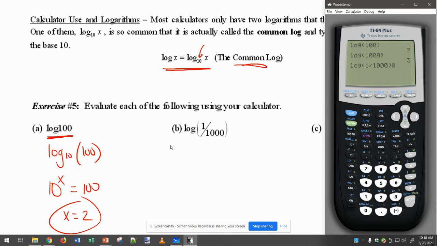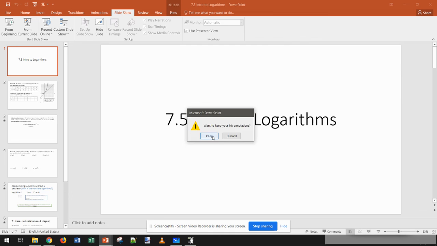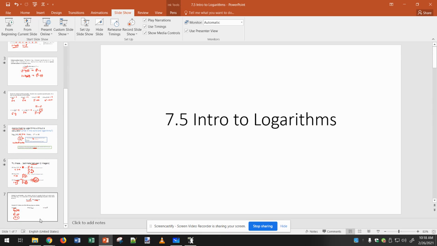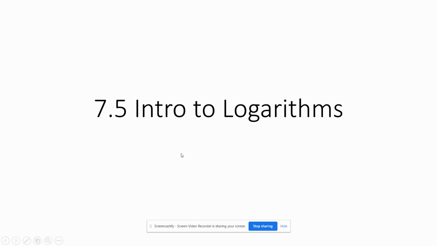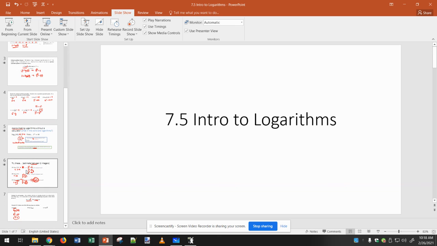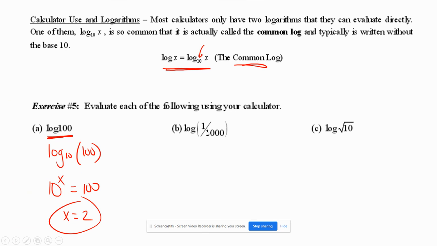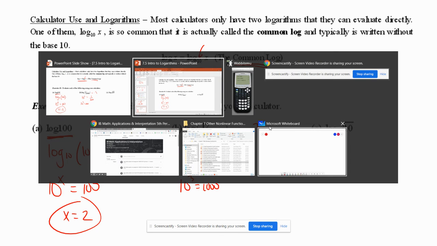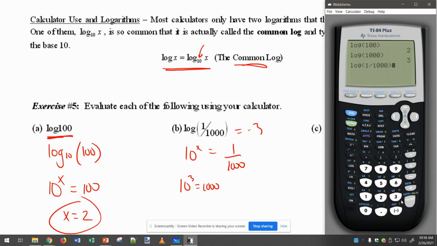Because 10 to the what power is 1 over 1,000? Well, we just did 10 cubed is 1,000. So this has got to be -3. And we can check on the calculator, -3.